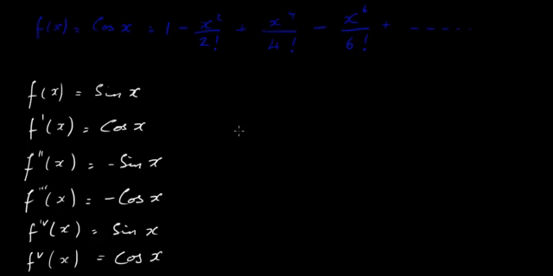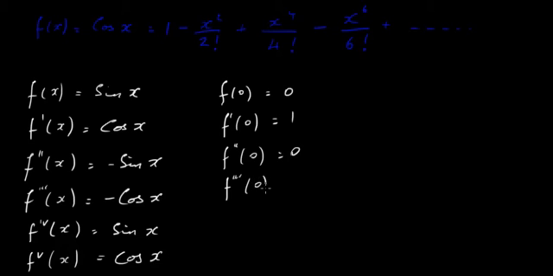So let's just stick in our 0 values for x there. We're doing this at 0 for the Maclaurin series, so it's going to be f of 0. The sine of 0 here is going to be 0. First derivative at 0, the cos of 0 here is going to be 1. Second derivative at 0 is going to be 0 again. The third derivative at 0 is going to be minus 1. The fourth one, sine is going to be 0. And the fifth one at 0, the cos at 0, is going to be 1.